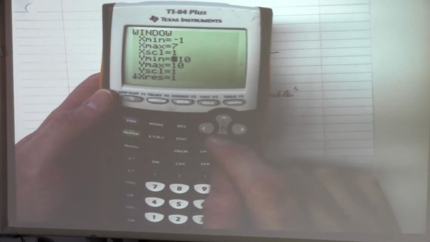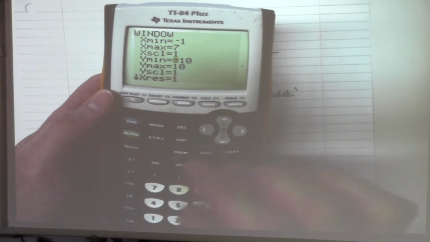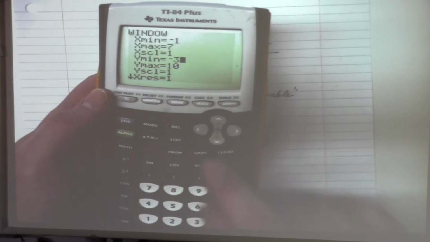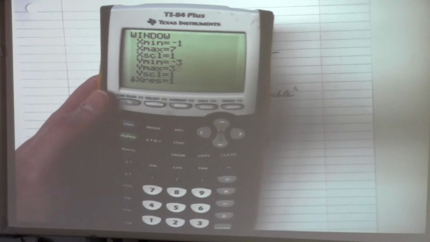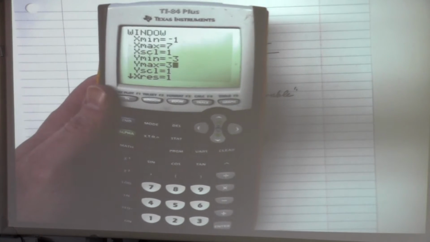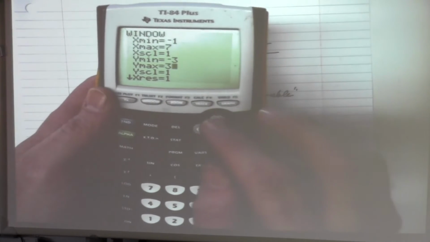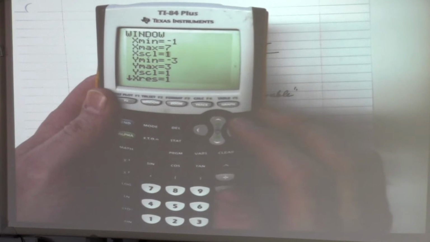And then down here for the y's, we don't need to go up and down as much as that. I think -3 and +3 is enough. Sometimes we might want to go to 4 on these, or 5, depending upon how much the amplitude is. Now, let's come back up to scale.